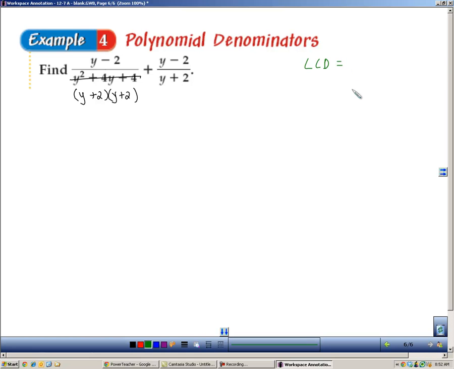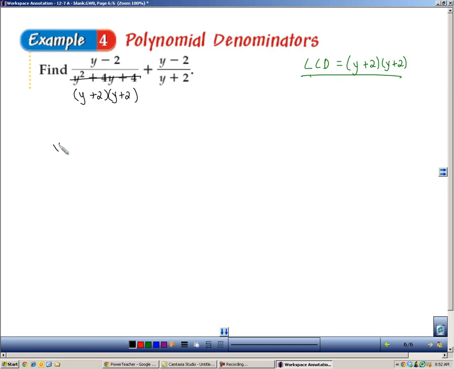Remember to take every factor the maximum number of times that it appears. On the right you have 1 y plus 2, and on the left you have 2 of them. So if we're going to take the maximum, we're going to take 2 of them, because there's 2 on the left side. Remember, it's not a combination. We're not going to take 3 of them. We're going to take the maximum number of times that it appears in any denominator.